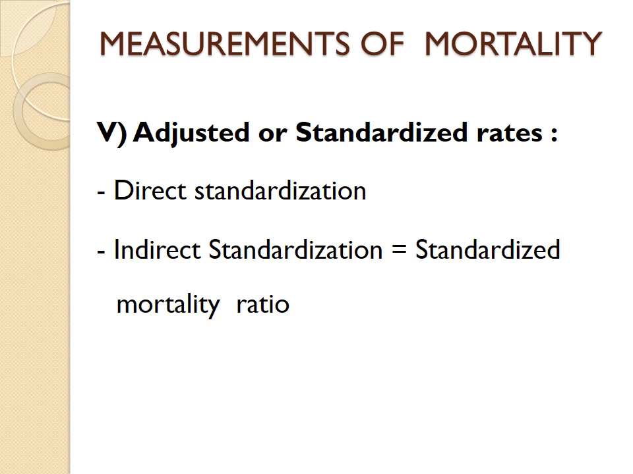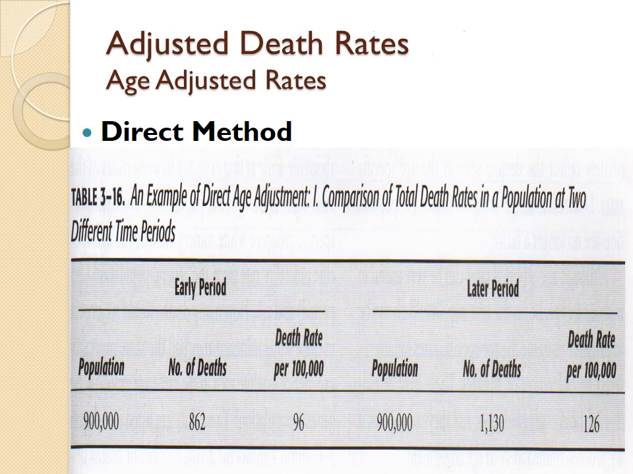Because here the two populations have different age compositions, in that case we need the standardized death rates by means of age adjustment. So first is the direct method of age standardization. Here I am putting one example.